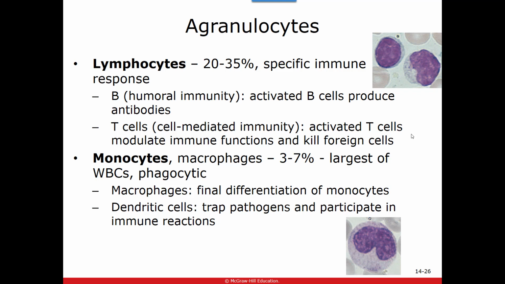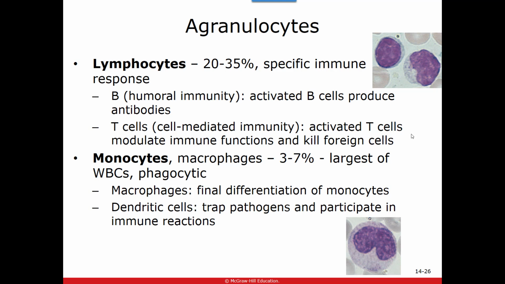Their job, again, they are looking for very specific foreign invaders, and they're going to do their job to try to get rid of them. B cells are going to produce antibodies to get rid of them. T cells, they've got different kinds of functions, but it's mostly just to directly kill foreign invaders.